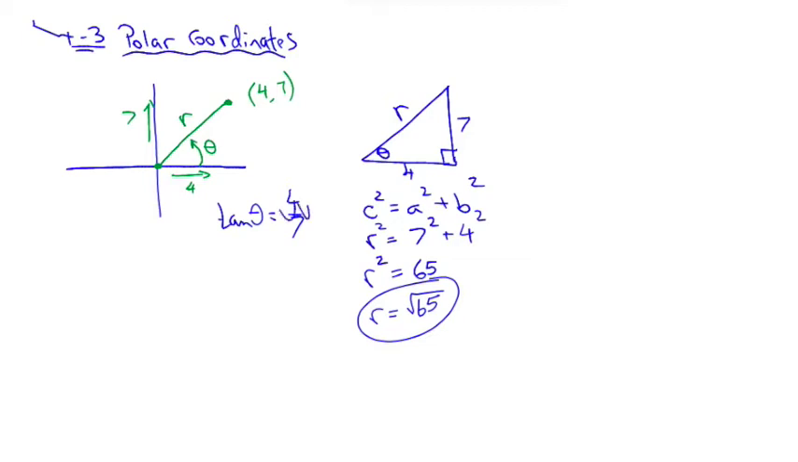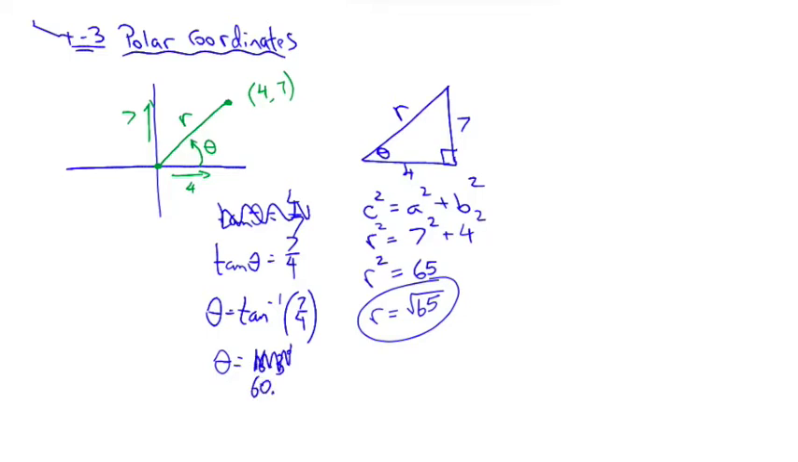Oh, I'm sorry. Tangent of theta is equal to 7 over 4. Opposite over adjacent. How do you solve that? Tan inverse. So theta is equal to tan inverse of 7/4. I don't have a calculator, so I don't know what it is. That gives theta equals 60.3 degrees.